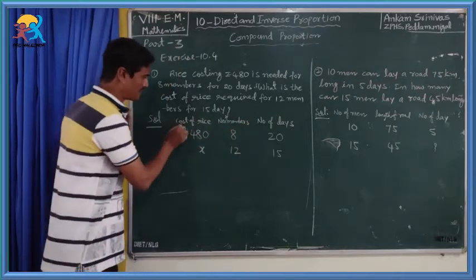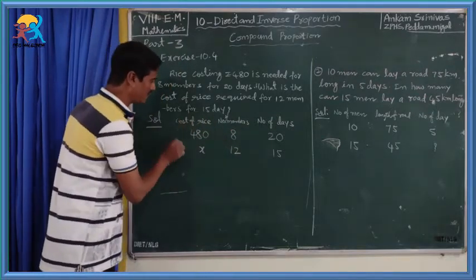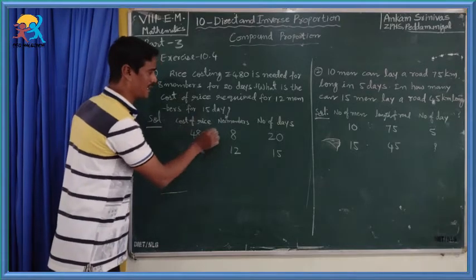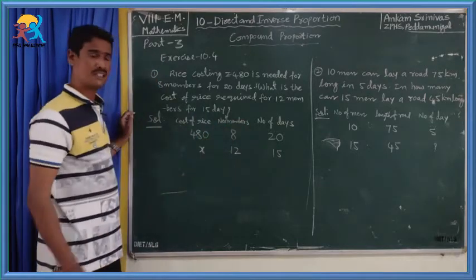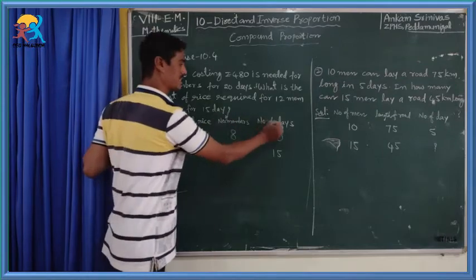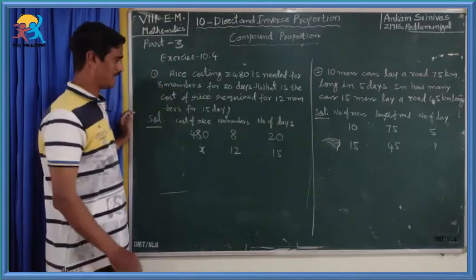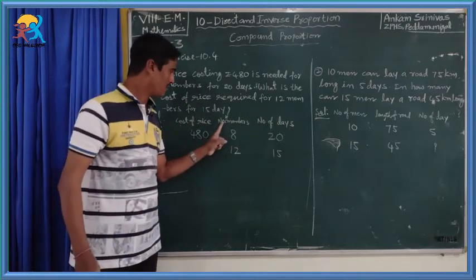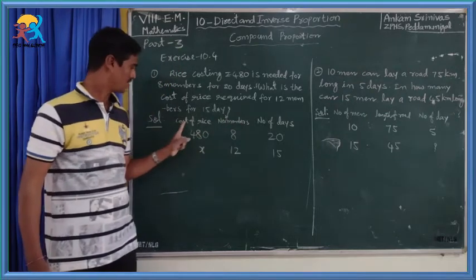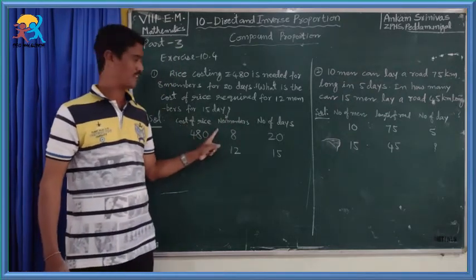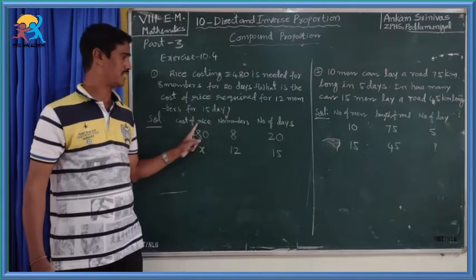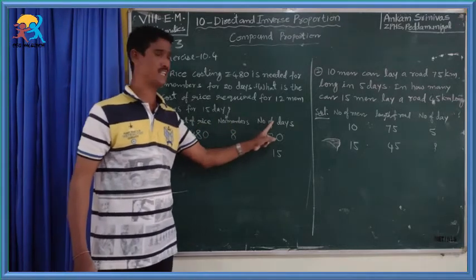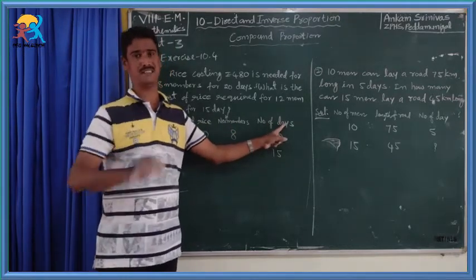We require the cost of rice quantity. This quantity is compared with the number of members and the number of days. Let's compare the number of members to the cost of rice. When you compare these two quantities, the number of days quantity will be the constant.